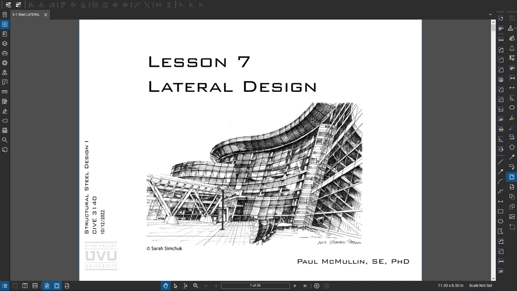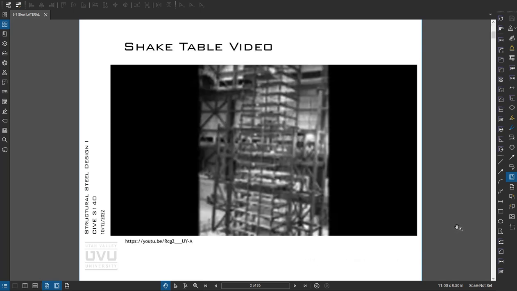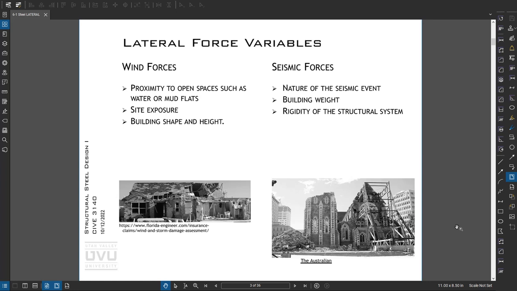All right, guys, let's get into lateral design for steel. This won't be heavy into seismic detailing, but more a general introduction. And then when you take the next classes, we'll get more into the specifics of moment frame design or brace frame design. So wind forces have a different set of driving parameters than seismic. So this kind of outlines them. Basically, it comes down to weight for seismic and wind speed for wind design.